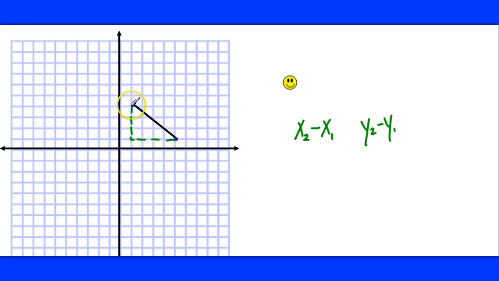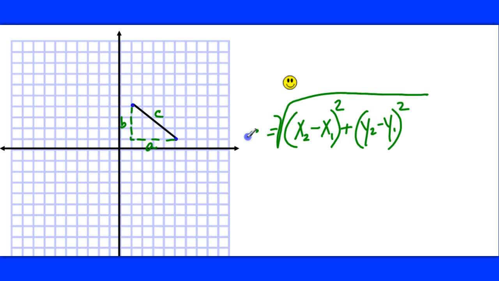What we've created here is a right triangle. So we can use the Pythagorean theorem that says a squared plus b squared equals c squared, c being the distance. So a is this, so we square it. B is this, so we square it. So a squared plus b squared equals c squared, but we don't want c squared, we want just c. So we're going to take the square root of all of this, and that gives me the distance.